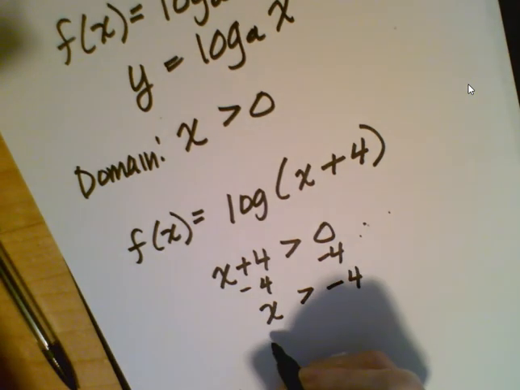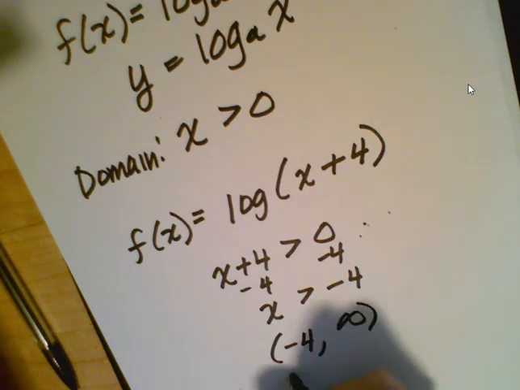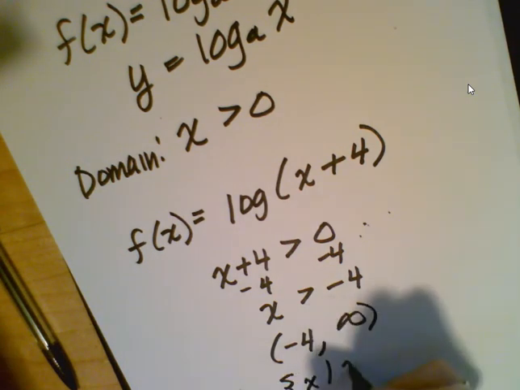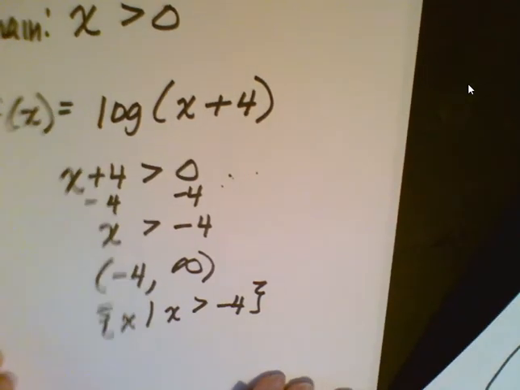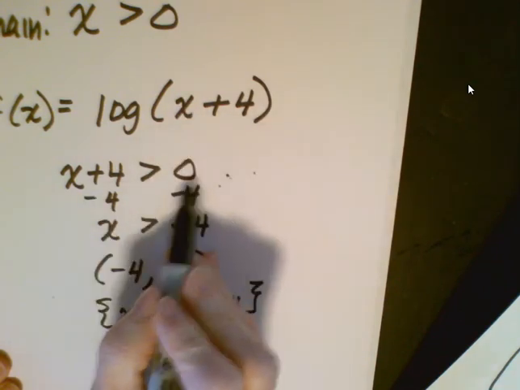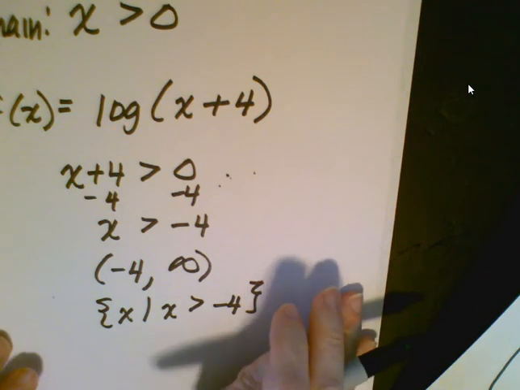In interval notation, negative 4 not including, so parentheses, to infinity. And in set notation, the set of all x, such that x is greater than negative 4. Okay? So whatever is here, set greater than 0 and figure out what those values must be for your domain.